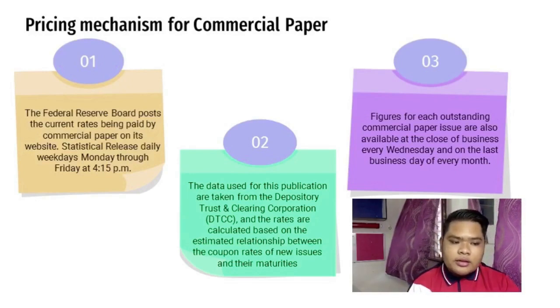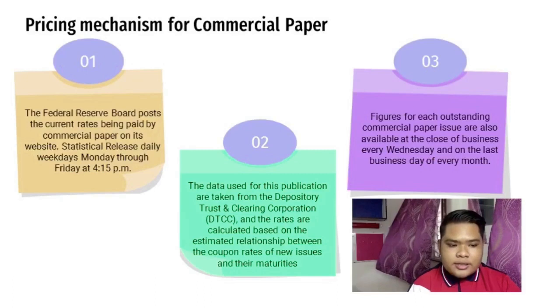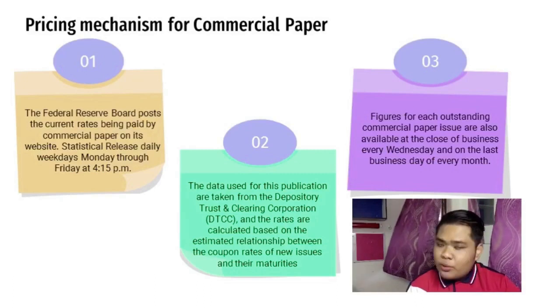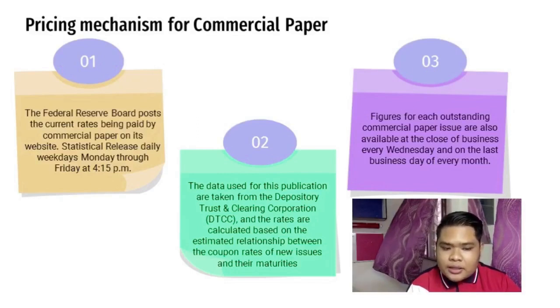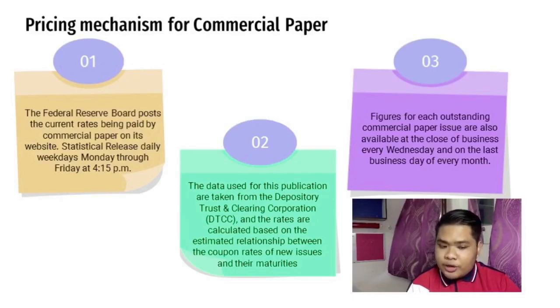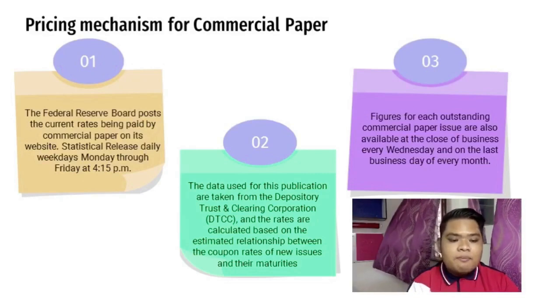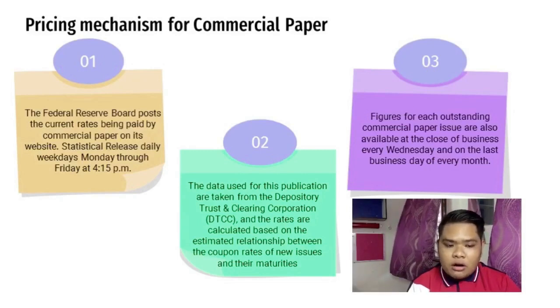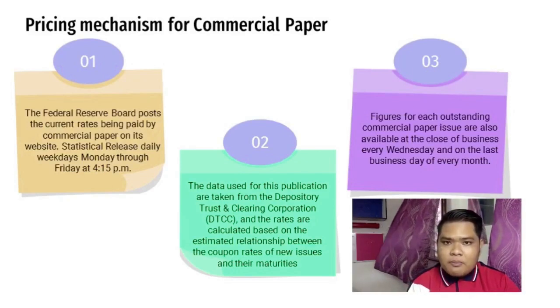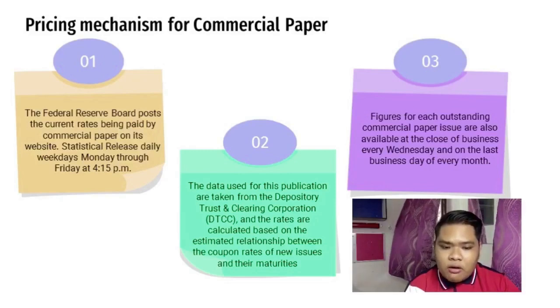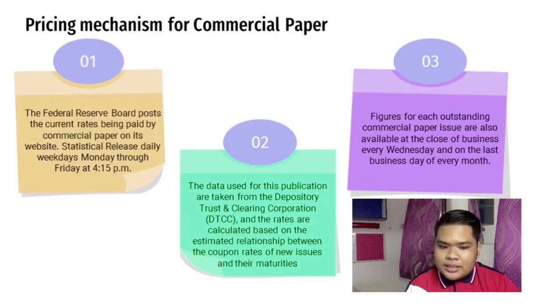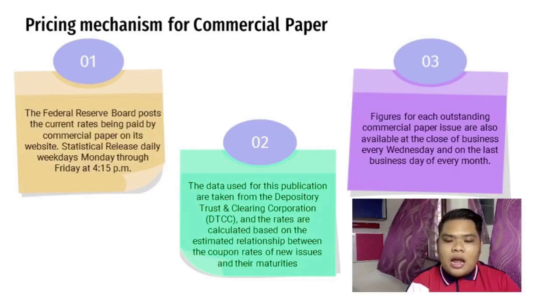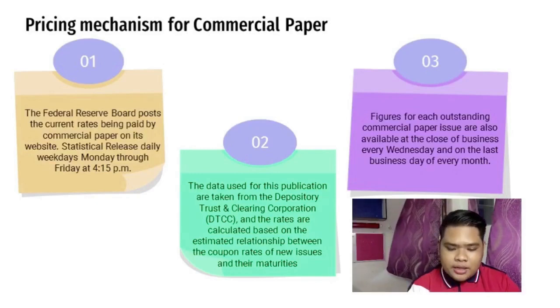Next is the pricing mechanism for commercial paper. First, the Federal Reserve Board posts the current rates being paid on commercial paper on its website. Second, the data used for the publication are taken from the Depository Trust and Clearing Corporation, DTCC, and the rates are calculated based on the estimated relationship between the coupon rates of new issues and their maturities. And the last is that figures for each outstanding commercial paper issue are also available at the close of business every Wednesday and on the last business day of every month.